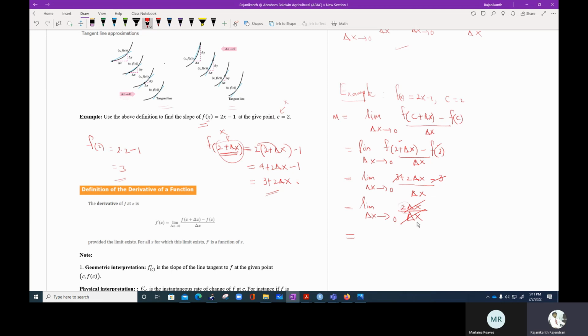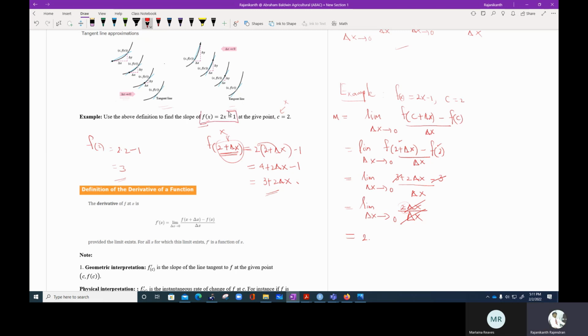2 is a constant function. We already studied the properties of limits. If you have a constant function inside, the limit answer is always going to be that constant. Okay, that means we found the slope of the tangent line at the given point 2. Remember, yes, we are correct.